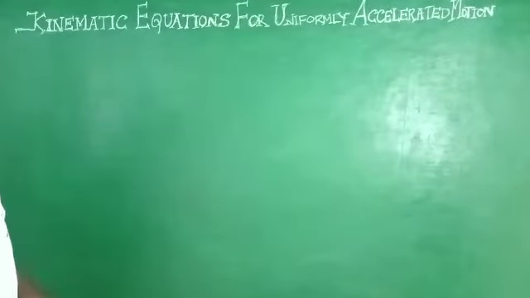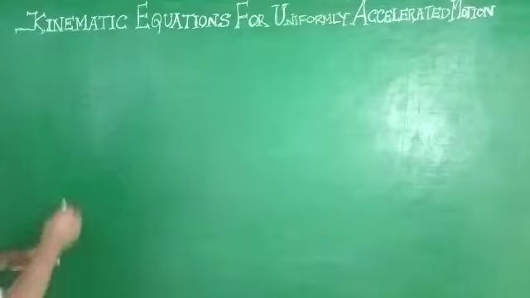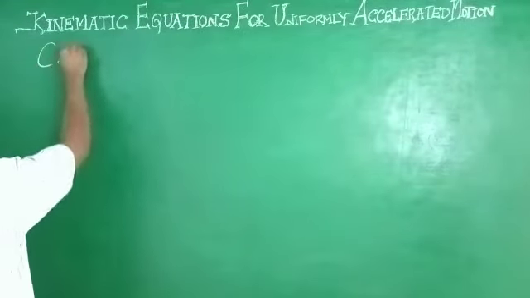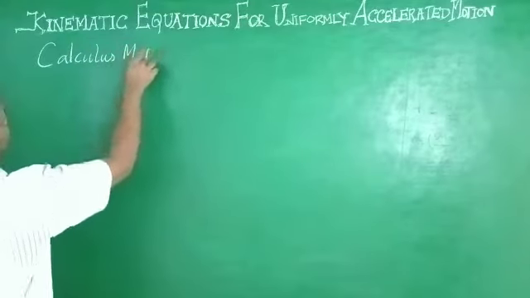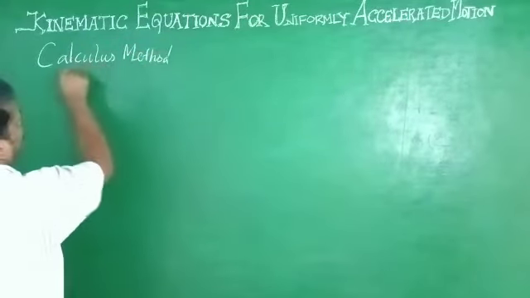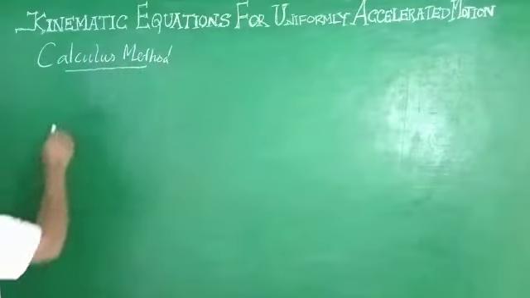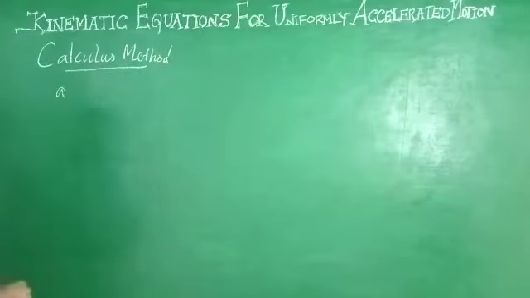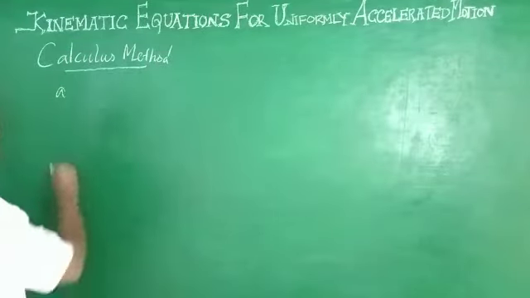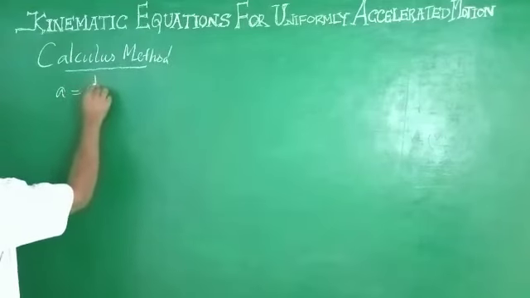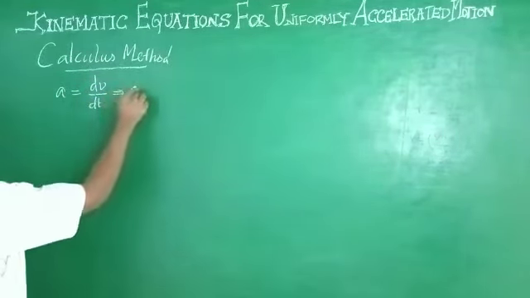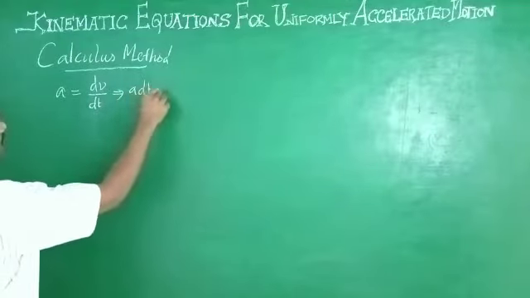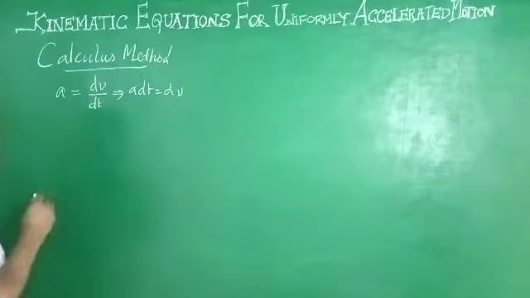Kinematic equations of uniformly accelerated motion by the calculus method, especially the integral calculus method. We know that acceleration a is equal to the rate of change of velocity with respect to time. It may be written as a dt equal to dv.